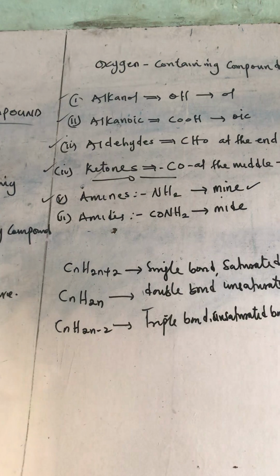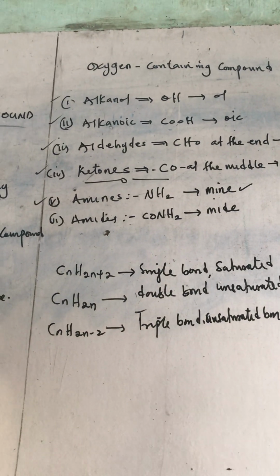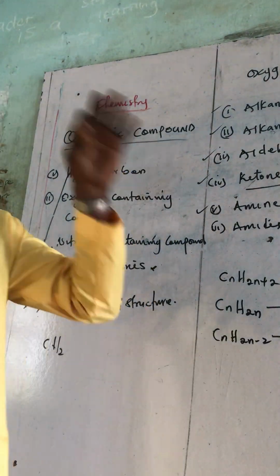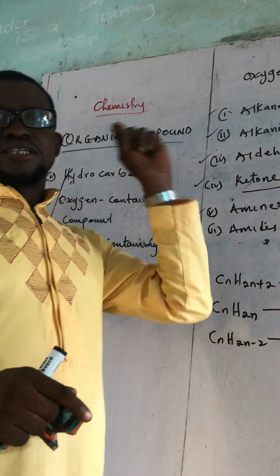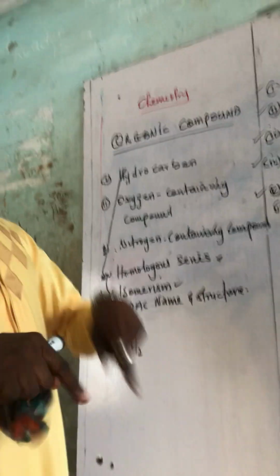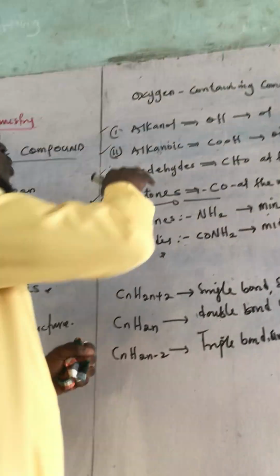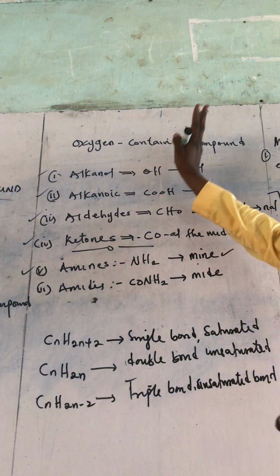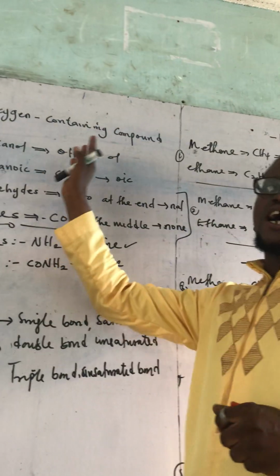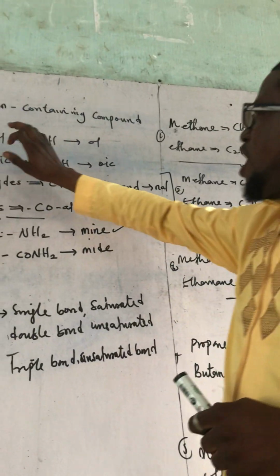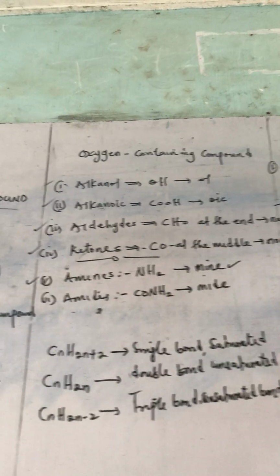So let's look at this. I told you initially that when carbon bonds with oxygen to form carbon dioxide or carbon monoxide, that one is not taken as what? Organic. But when carbon bonds with oxygen and it forms the family of alkanol, alkanoic, aldehyde, ketone, ester, that is the one we regard as what? Organic. So, how do we get this alkanol?